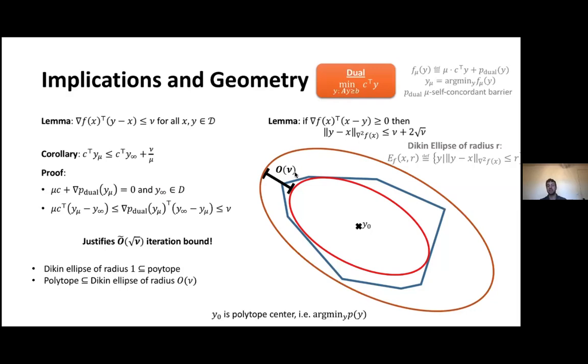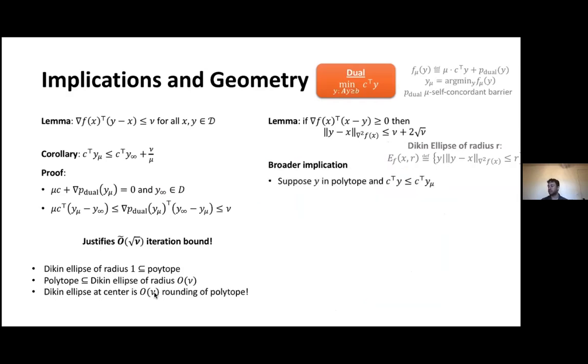All right. So this is a nice property of self-concordant barriers: they give ellipses that are always inside the polytope, where you don't have to scale them up too much for them to contain the entire polytope. This property is sometimes called being an O of nu rounding, meaning that you can approximate the polytope by an ellipse up to a factor of nu.